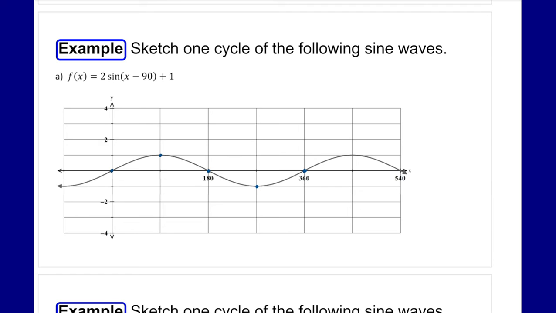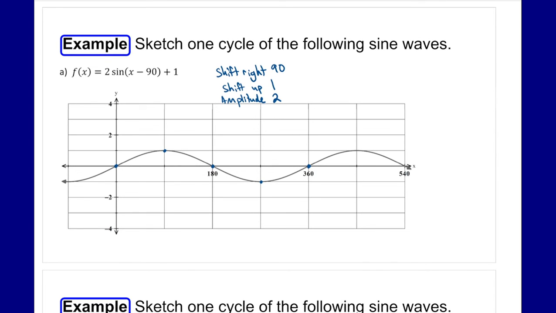I want to know where I'm starting, because then from there I can go out to each point. So I'm shifting to the right, phase shift or shift right 90, and I'm going to shift up 1, and the A value tells me I have an amplitude of 2. I'm going to focus on the shifting right and up first. So this one point here, I'm going to go over 90. So my new graph is going to go over 90 and up 1. So my new graph is going to start there.